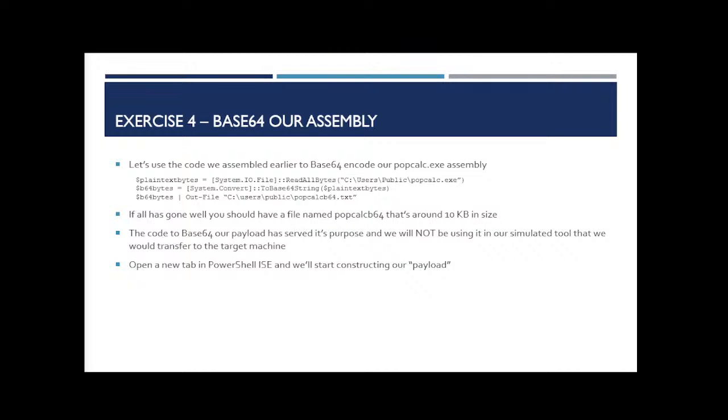The first step is that we need to base64 our new assembly, which is popcalc, right? So again, we're going to create a variable called assign bytes. We're going to use System.IO.File to read all the bytes. And then what we want to do is base64 those bytes. And we're going to output it to a file called C:\Users\popcalc_b64.txt, right? So that's the last we're going to do with this base64 encoding in this payload. This code right here that you see is not going to be in the final payload, okay? So if all goes well, we should have a popcalc base64 that's about 10 kilobytes in size or so.